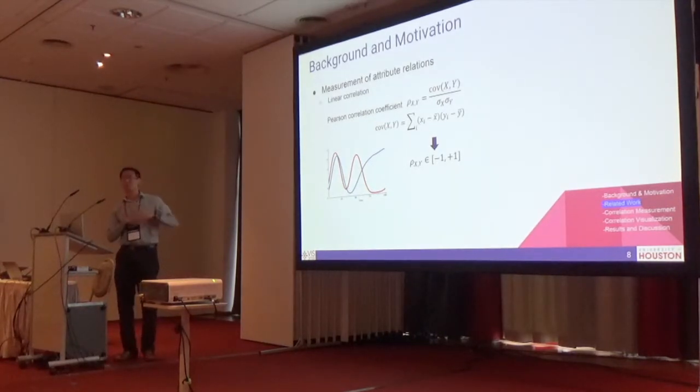Typically, this is the standard way to compute linear correlation. We use the Pearson correlation coefficient. Here is the formula; I believe everybody knows that. It's very simple. The numerator measures the covariance of the two variables. Here you can just replace them with two attributes. And sigma x and sigma y are the standard deviations of these two variables.